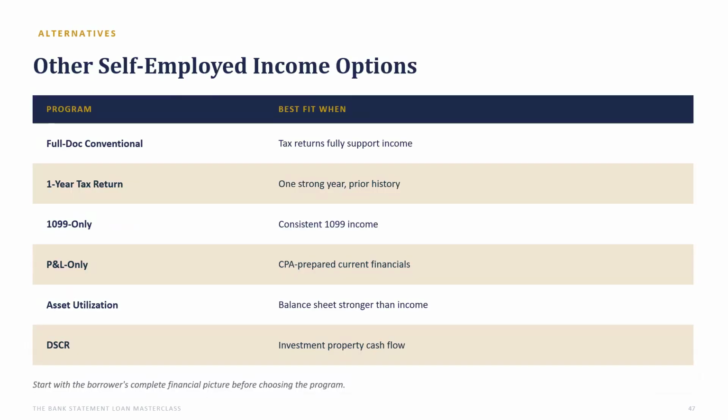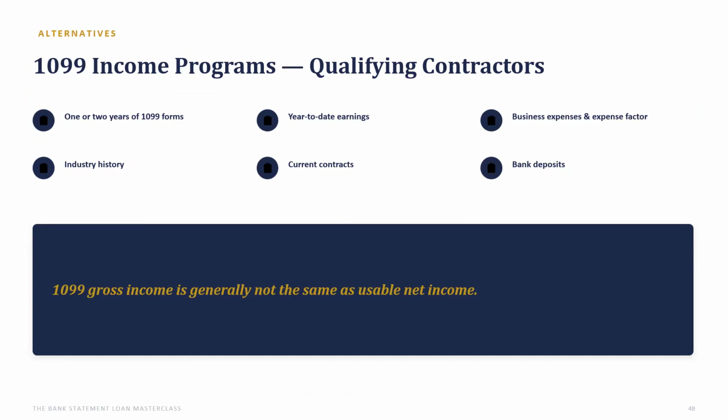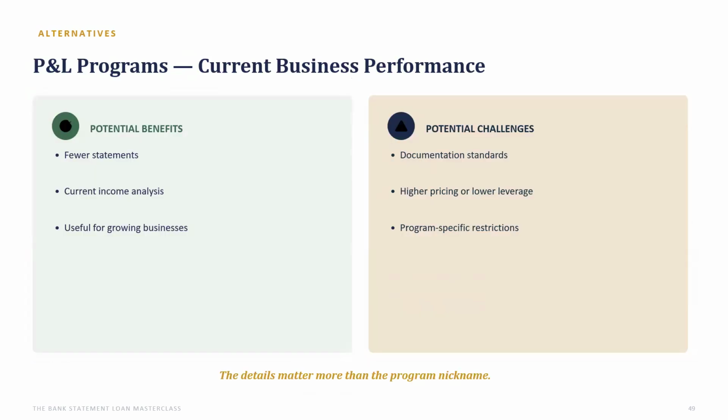So other self-employed income options: full documentation, traditional, 1 year tax return, 1099 only. There's a profit and loss only program as well. Asset utilization: if your balance sheet is stronger than your income. DSCR loans, as I mentioned, use the investment property cash flow. We have presentations on that as well. 1099 programs, right? So 1 or 2 years of the 1099s, we use the year-to-date earnings. We have industry history, current contracts, right? 1099 gross income is generally not the same as usable net income. Remember that.